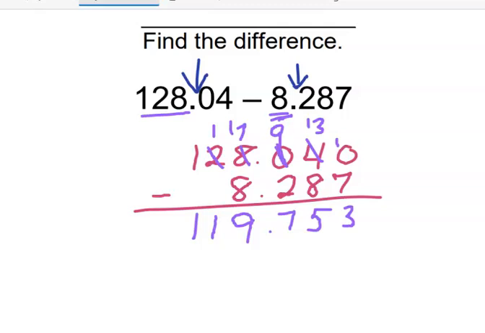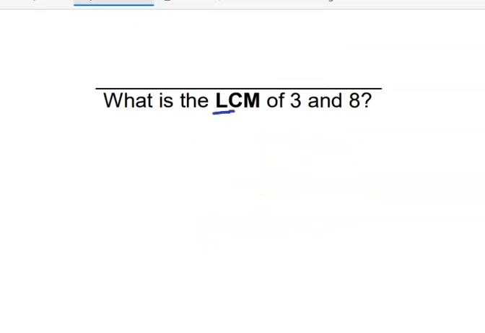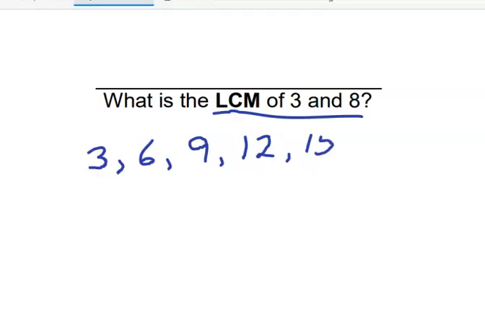119.753. What is the least common multiple of 3 and 8? All right, so let's find multiples of 3. 3, 6, 9, 12, 15, 18, 21, 24. All right, so let's see if that's enough.